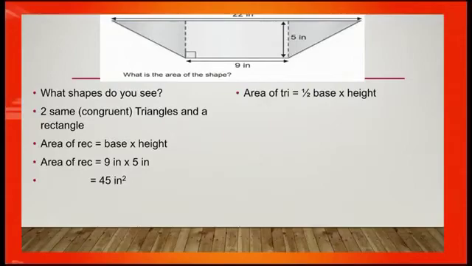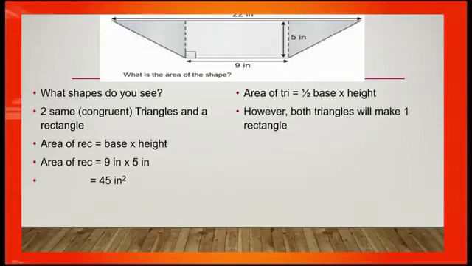What do you think? We can use area of a triangle to be half base times height. And we could find the area of one triangle and then multiply it by 2 because they are congruent. They're the same. However, if we were to put both triangles together, they really make one rectangle. So we can pretty much find the area of that rectangle right away. So the base of the rectangle would be the base of one of the triangles. How are we going to find the base of the triangle, though?